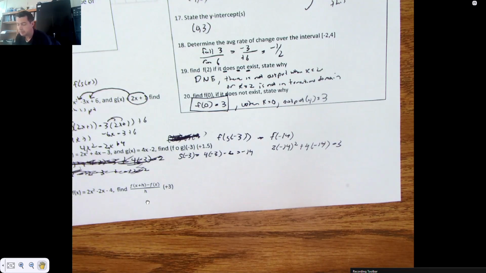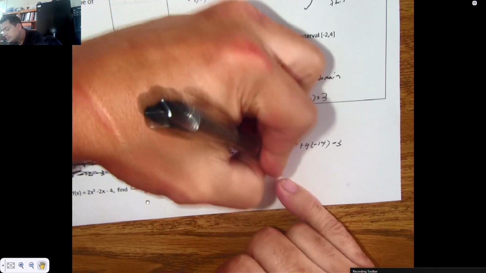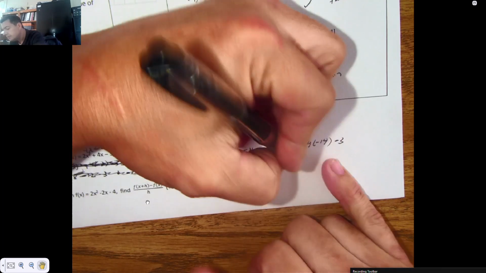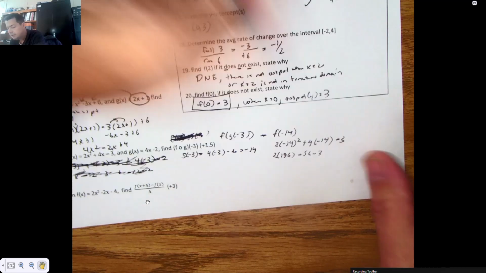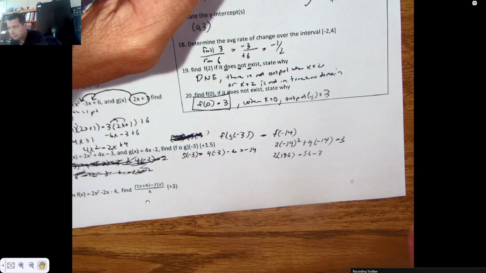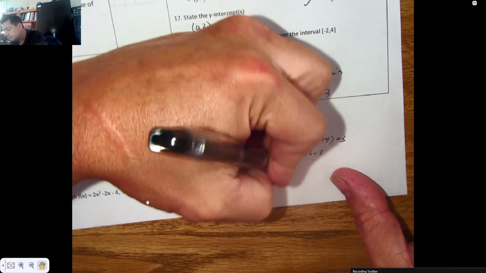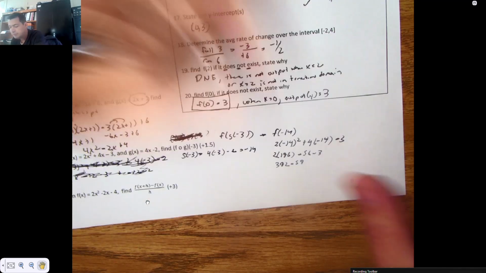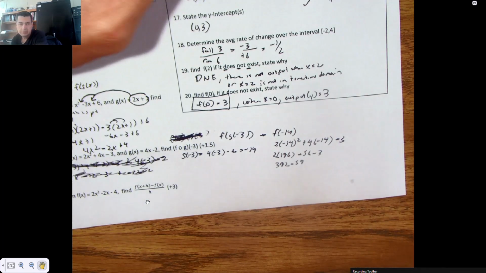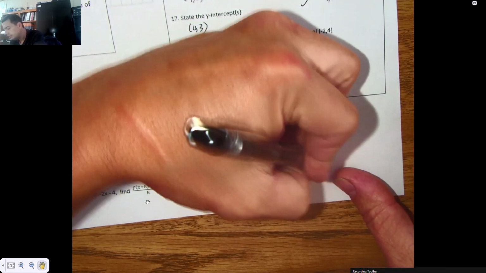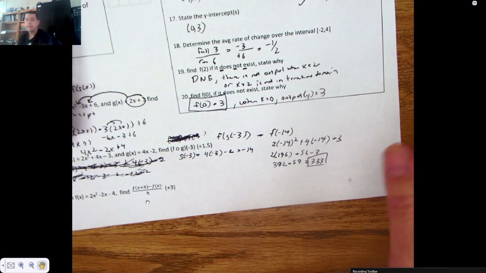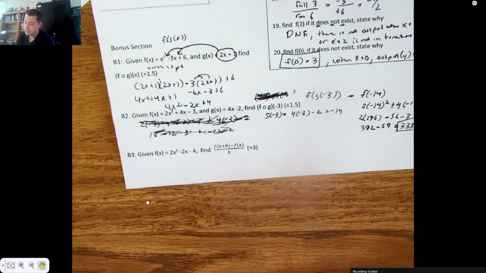14 squared should be 196. So this is twice 196. Minus 56. Minus 3. Twice 196 is going to be 392. We're supposed to take away 59 from it. So what I do is I take away 60. That gets me to 332, and then I add one back. 333. And the last bonus, which is actually a pre-calculus calculus question.